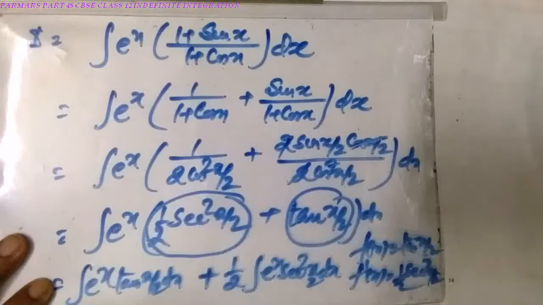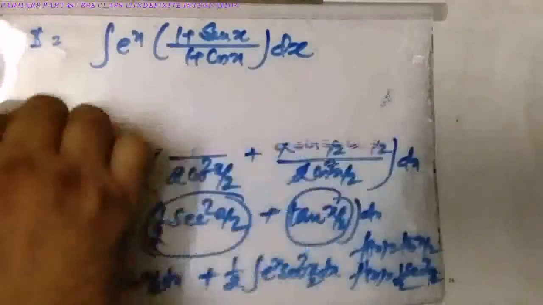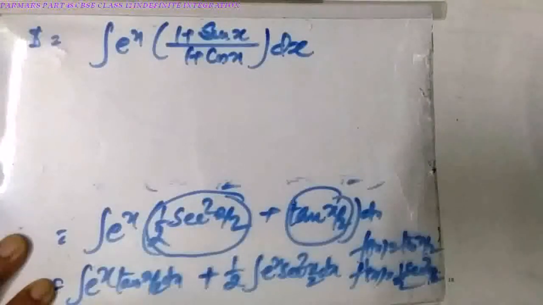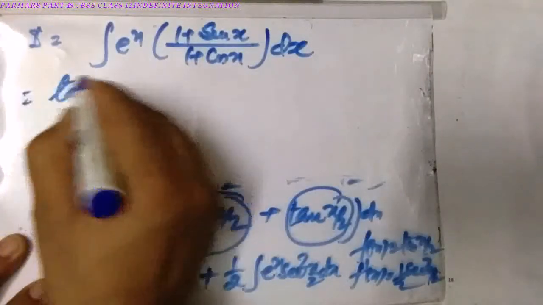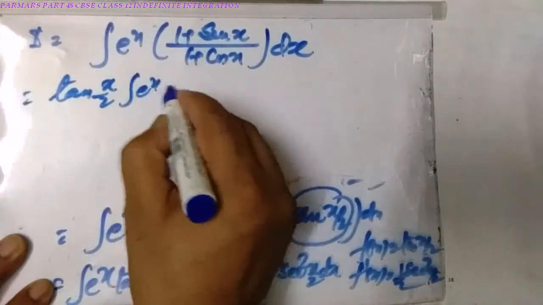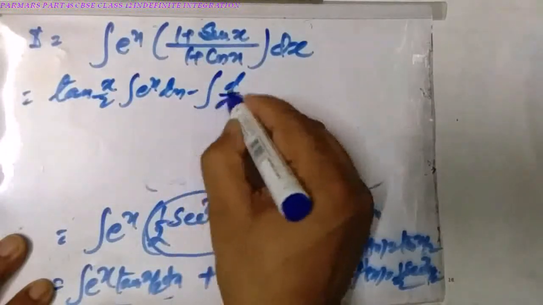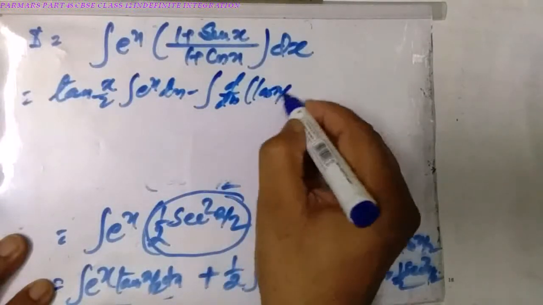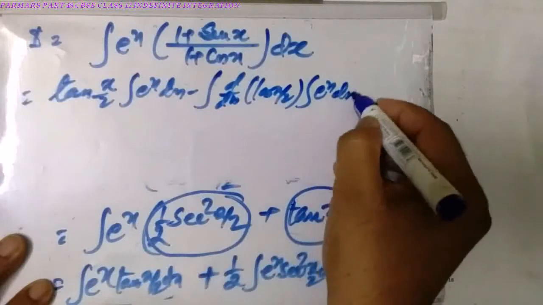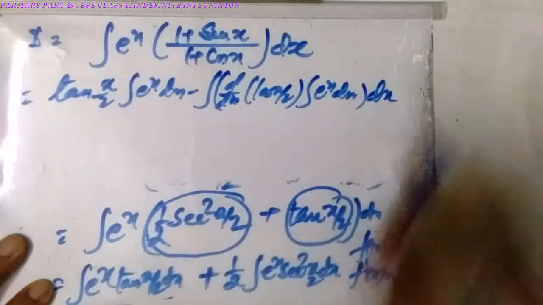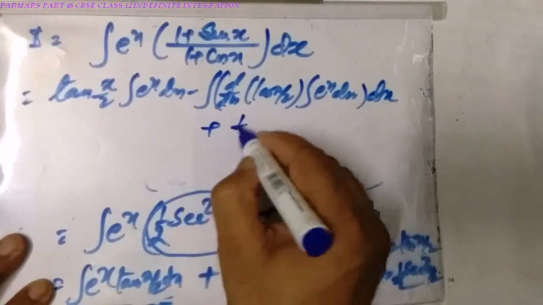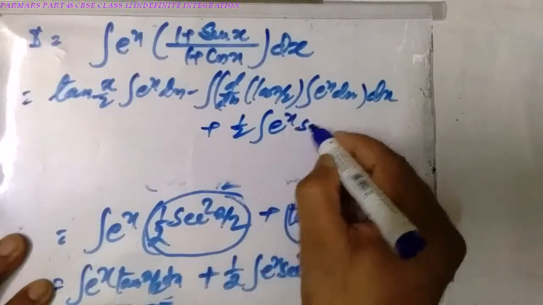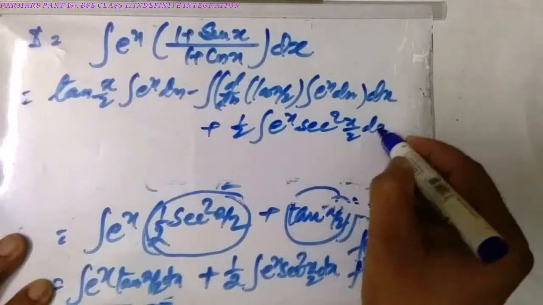But I am going to do it in detail so that you can understand how it works. So this very first part, tan(x/2) as the differentiating factor, e^x as the integrating factor, minus d/dx of tan(x/2), integration of e^x dx, whole integration. This is the integration of the very first part, and now the second is, as usual, carried forward, e^x sec^2(x/2) dx.